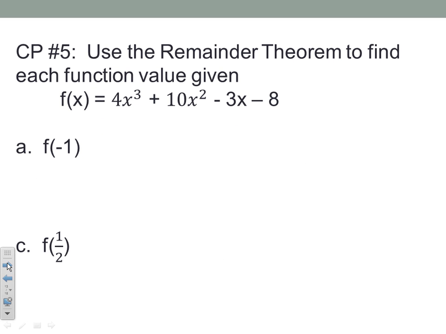Let's use that remainder theorem again to find some more function values. If we're going to do f of negative 1, okay, let's go ahead and divide by that k value. Do synthetic division with that k value. So they're telling us k is negative 1. Use it. My other coefficients, we had 4, 10, negative 3, negative 8. So go through the process.